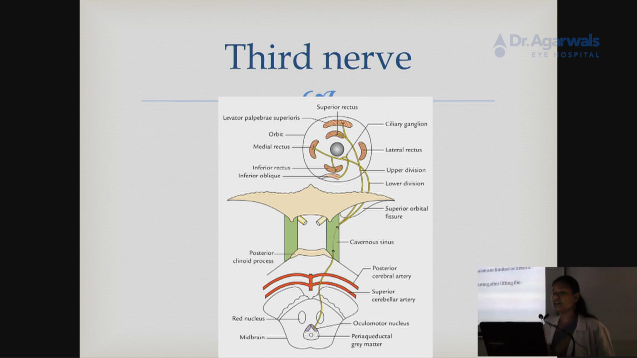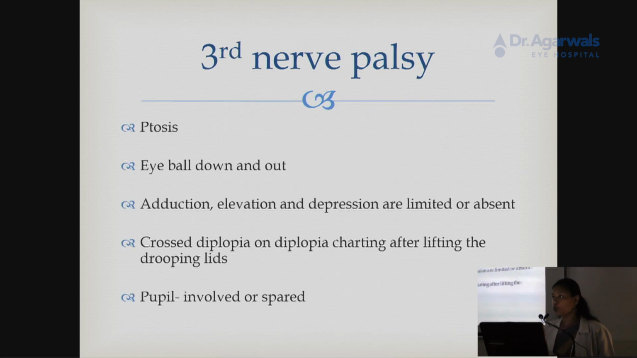So what happens in a 3rd nerve palsy? The patient will have a ptosis. It could be a complete ptosis or a partial ptosis, depending on whether it's a paresis or a complete palsy. The eyeball will be down and out. Adduction, elevation and depression are limited or absent. Cross diplopia and diplopia charting after lifting the drooping lids. Obviously you have to lift the drooping lids, otherwise the patient is not going to complain of diplopia. And whether the pupil is involved or spared.